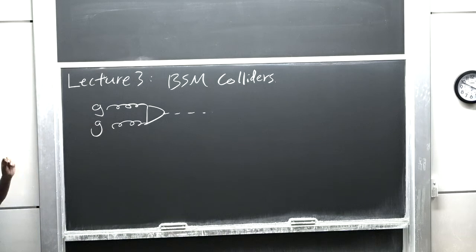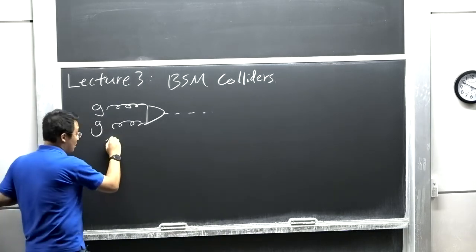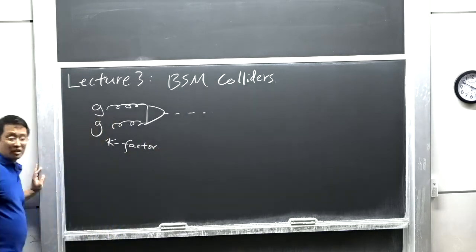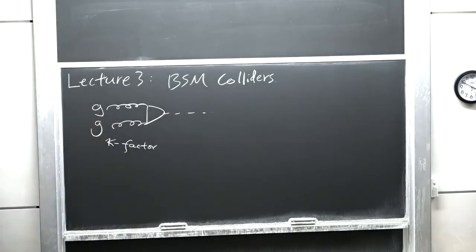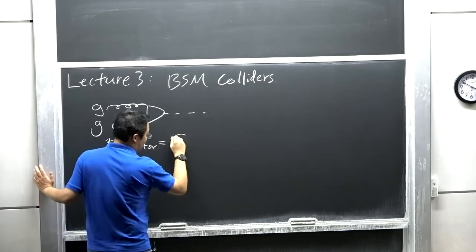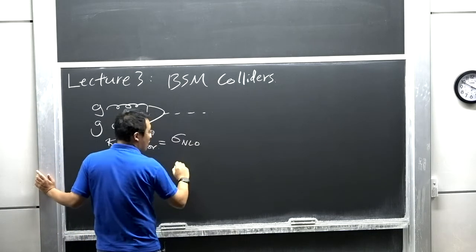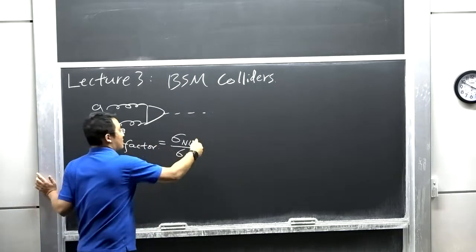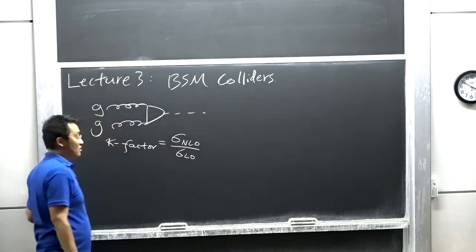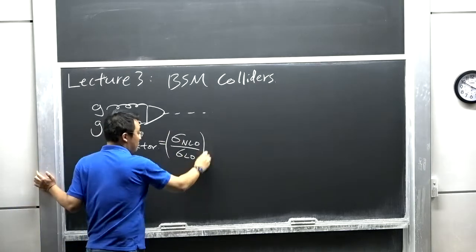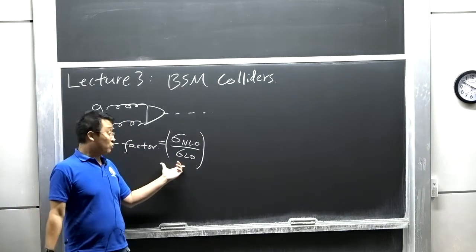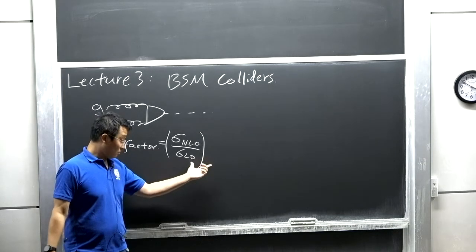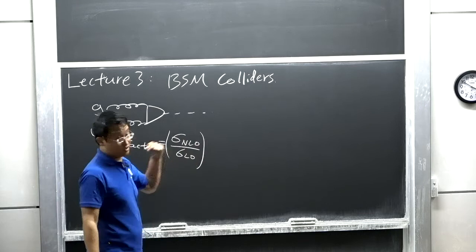But I just want to introduce one concept that you might have heard about, which is called the K factor. The K factor is a measure of the cross section at, let's say, next to leading order or next to next to leading order, compared to the previous order. This is just a simplified notation for what we expect from our calculation, the corrected rate of Higgs production.